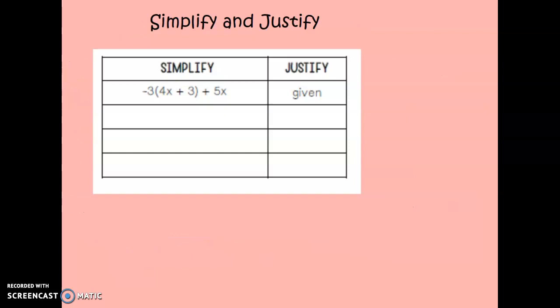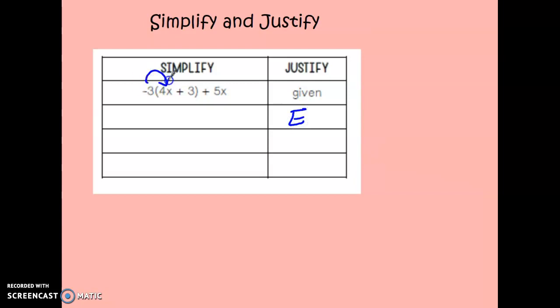Alright, so now we're going to simplify and justify our answer using those properties. Those properties have different letters, and those are the letters we're going to use. My first step is, of course, to do distributive property. Distributive property is letter E.